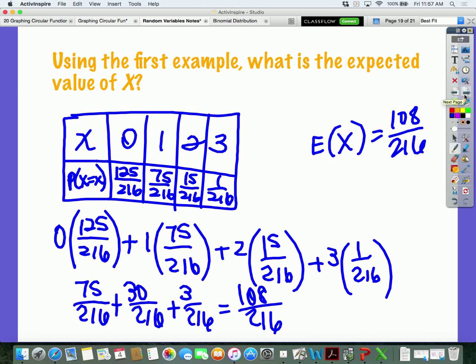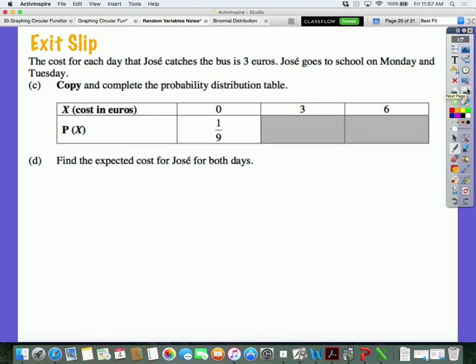That's true. So to bring it all together, you remember your problem of the day? What's the problem of the day talking about? Jose riding the bus. Catching the bus, missing the bus, being on time, being late. You have all those probabilities, right? I want you guys to do this on your whiteboard. The cost for each day that Jose catches the bus is €3. Jose goes to school on Monday and Tuesday. Copy and complete the probability distribution table, and then find the expected cost for Jose. Do this on your whiteboard.